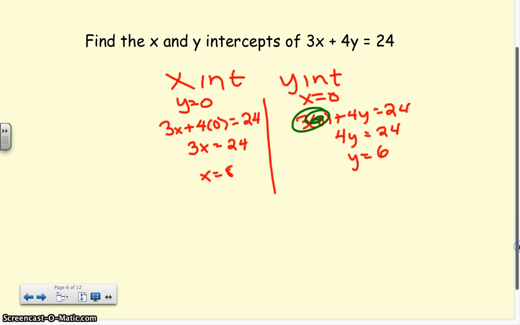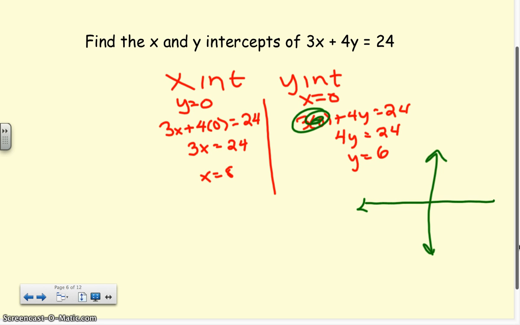Now if I were asked to graph this, I can easily graph it because a line only needs 2 points to connect it. My x-intercept is 8. Let's pretend that's 8. My y-intercept is 6. And I can just connect them, and I have my line. Okay, that's another extension that you'll have.